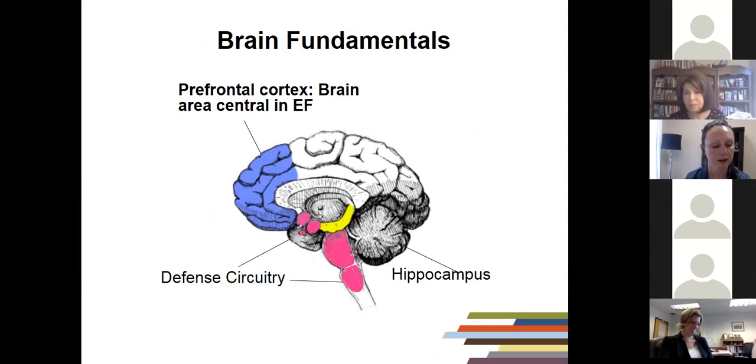So one of the areas of the brain that gets impacted by trauma is the prefrontal cortex. The prefrontal cortex is the part of the brain that's right behind your eyeballs. It's one of the last brain areas to develop. It's part of our neocortex, which is very well developed in human beings. There are lots of areas that distinguish us from other mammals. But this is where executive functioning skills are housed.